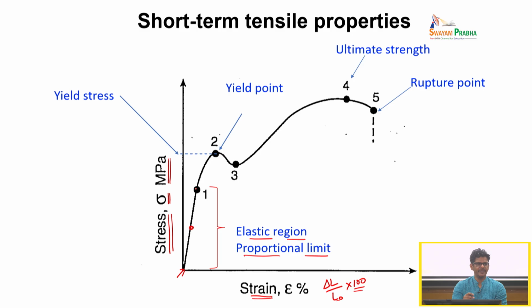So typically the initial portion of this stress versus strain curve would be a linear or proportional limit, which we call the elastic region, right. So that is going up to 0.1. So up to 0.1 is a linear limit.